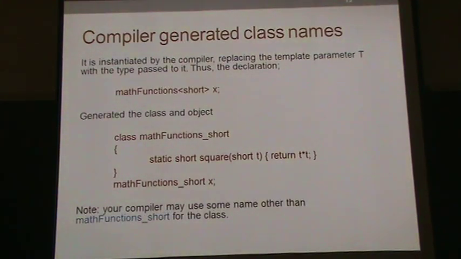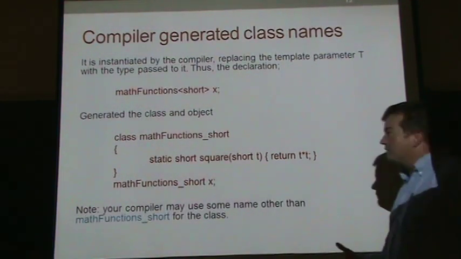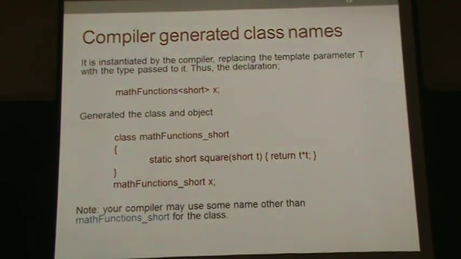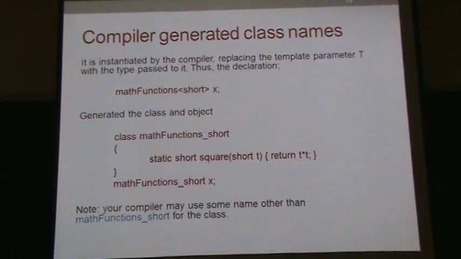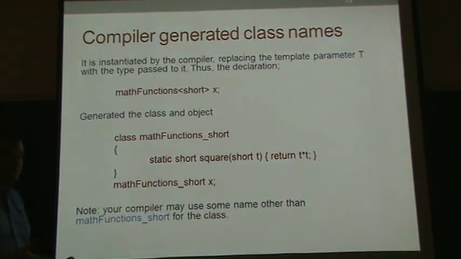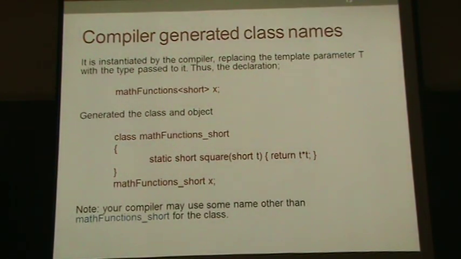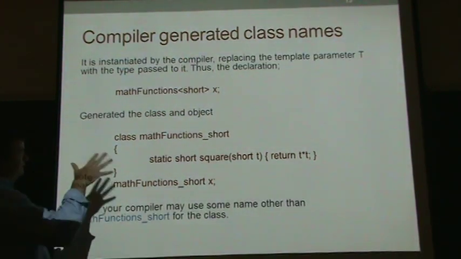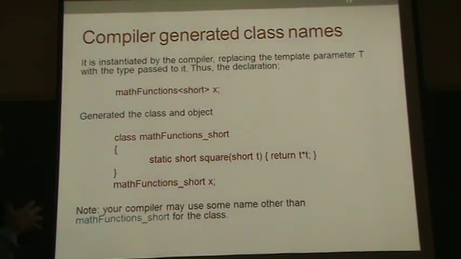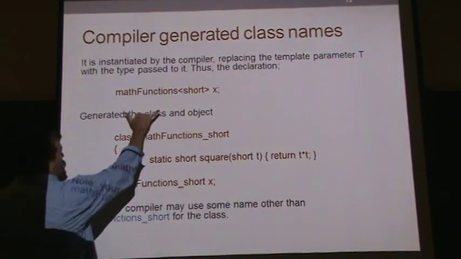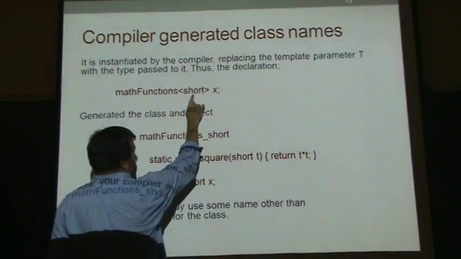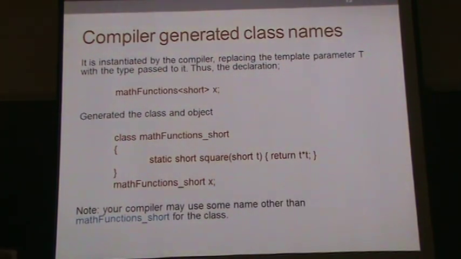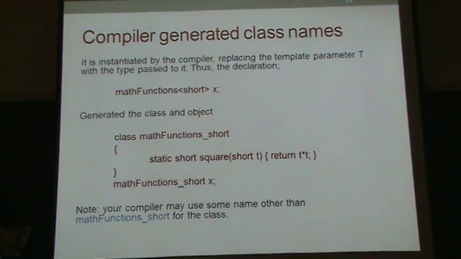Okay, then this is just a little thing where if you start debugging problems when you're using templates, you might start seeing types that you didn't create. The compiler is creating them for you. So, for example, if we define that math functions class, then I could say I'm making a math functions of shorts, and I'm calling it X. You create this object. The compiler will make a type for you.